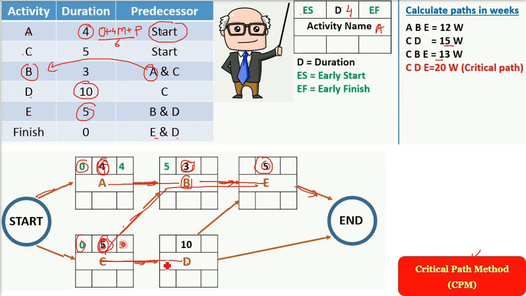CDE, this is 5, 10, 5, which is going to be 20. Now which one is the highest? 20 is the highest. So this is the critical path. CD is the critical path.